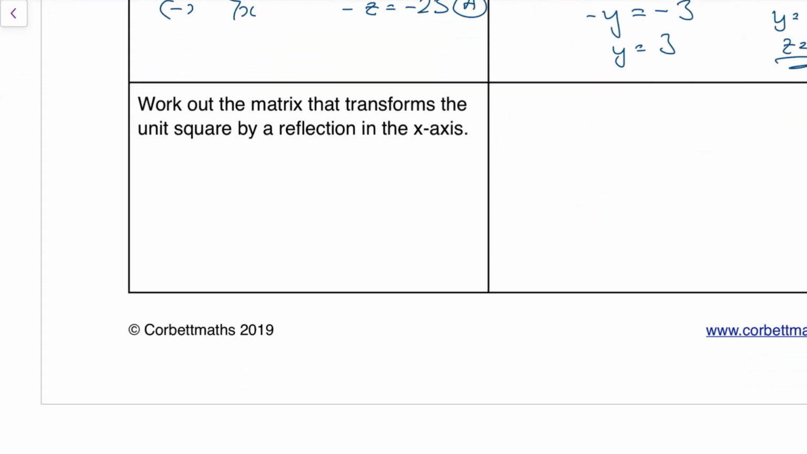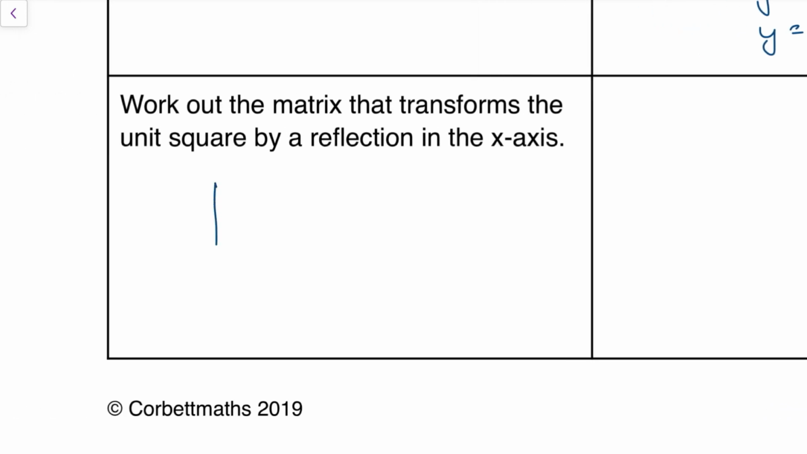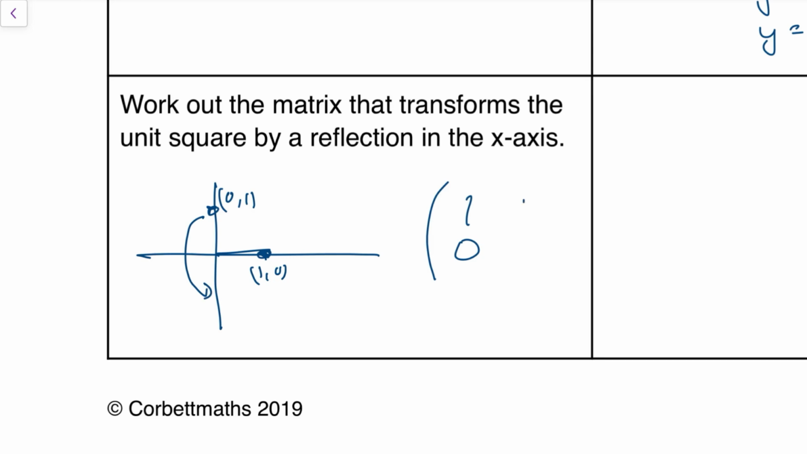Question done. Final question of the month. Work out the matrix that transforms the unit square by reflection in the x-axis. So reflection in the x-axis basically means I'm going to take my point 1, 0. If I reflect it in the x-axis, it stays exactly where it is, which is 1, 0. Then I'm going to take the point 0, 1, reflect it in the x-axis, which brings it down here, which gives me 0, minus 1. After the last few questions, that was not too bad at all.